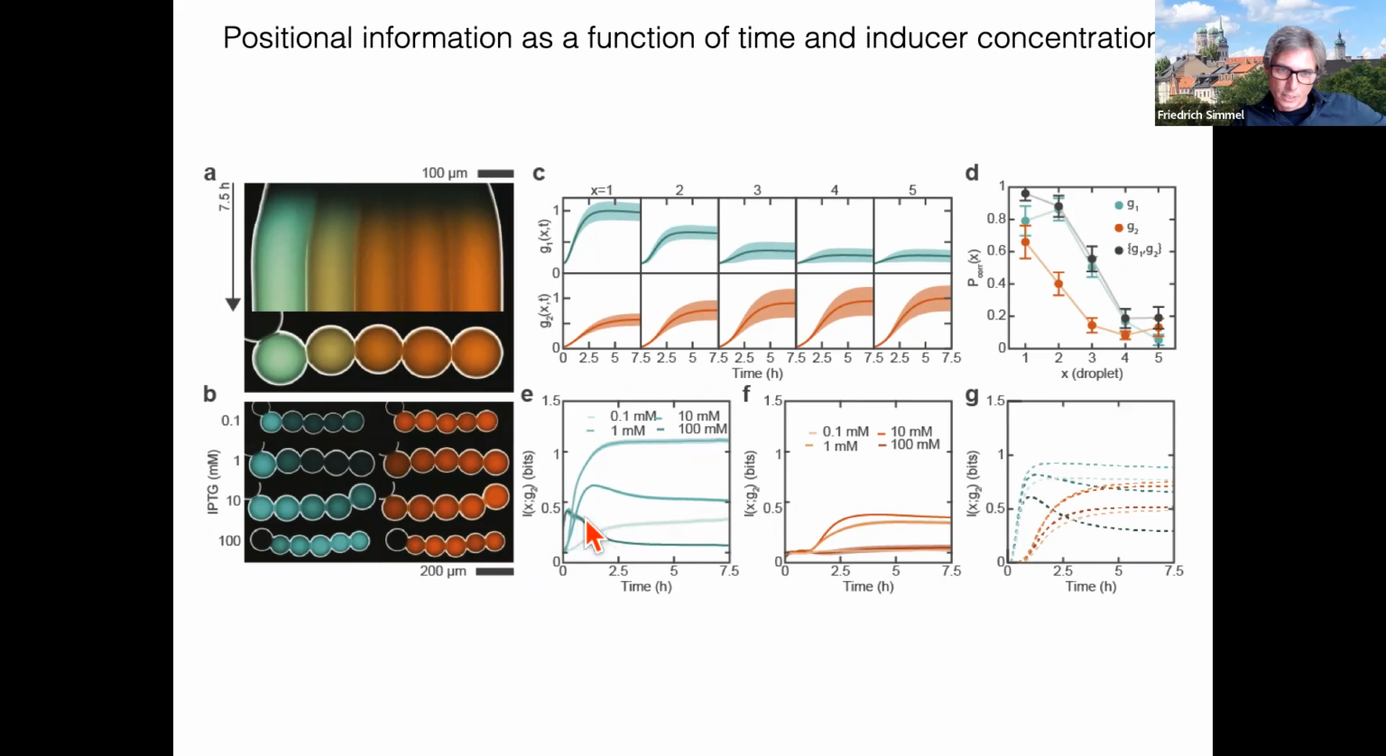So therefore, when there is too much morphogen, then you have almost 0 positional information, because the expression level will be the same everywhere. And so there is an optimum in between. And we also find that we have generally more information in the blue or in the YFP channel than in the other system.